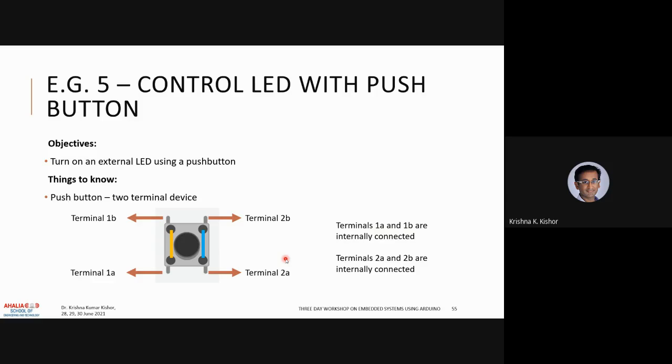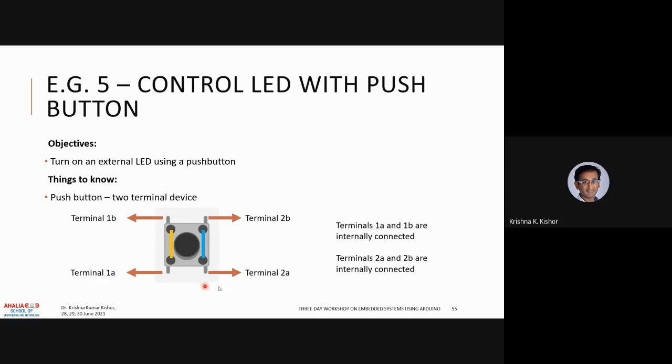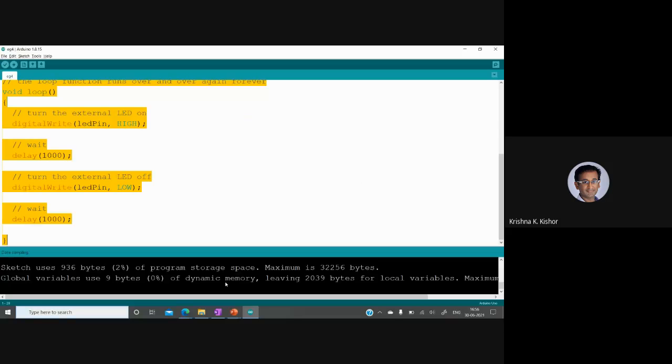So that's about the push button. With the push button as well, you will be using a resistor, just so that the circuit doesn't just go off to ground and there is some control. It's like a pull down resistor that you're adding. Let's see the code for it first. Let's close this and go to example number 5.